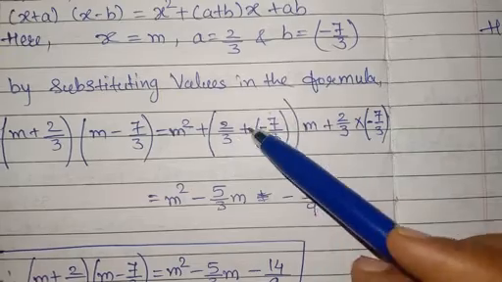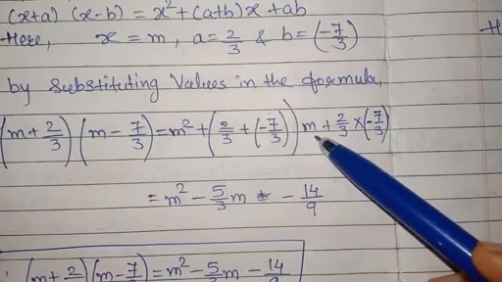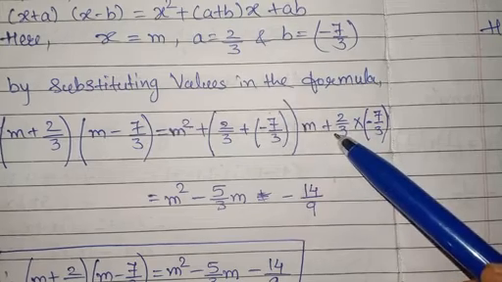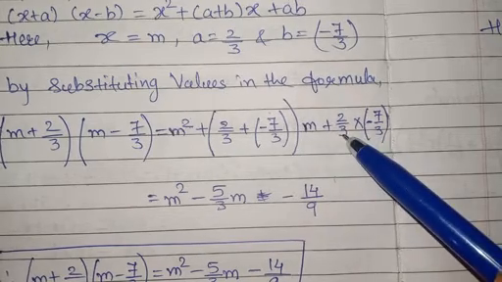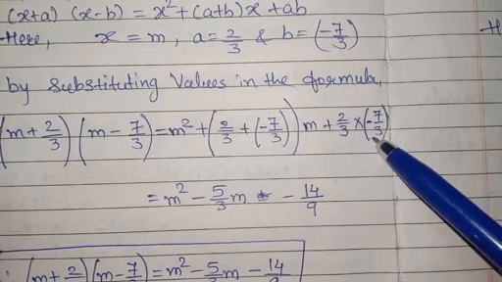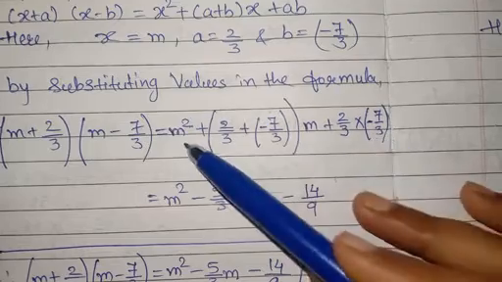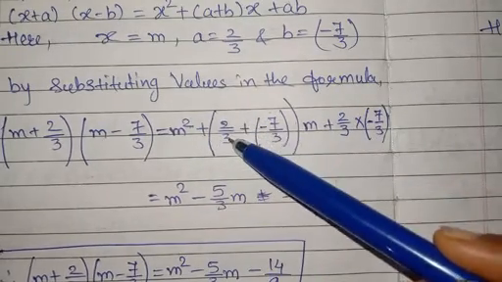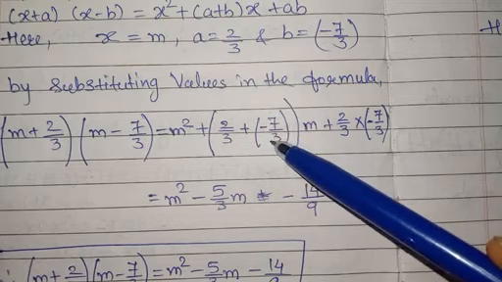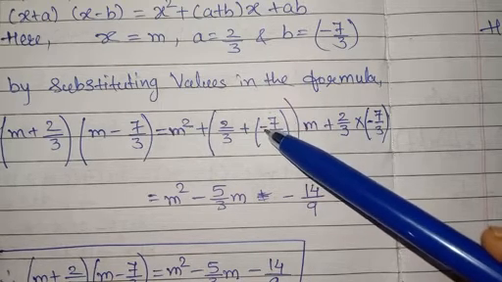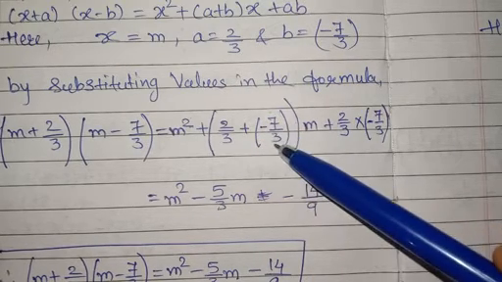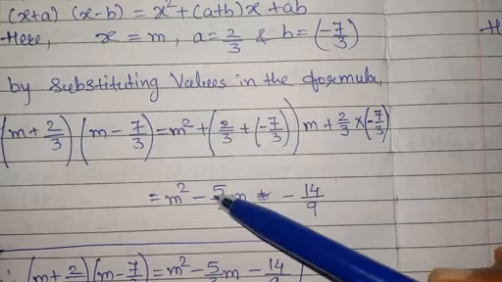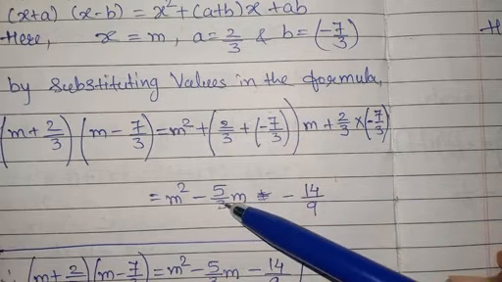So a plus b x. This x means what? M here. Plus ab. A is 2 upon 3 into b is minus 7 upon 3. So we'll solve in next step. M square. Now 2 upon 3 plus minus 7 upon 3 means what? We'll consider this minus sign and same denominators are there. So minus 7 plus 2 means what? Minus 5 upon 3. Okay.